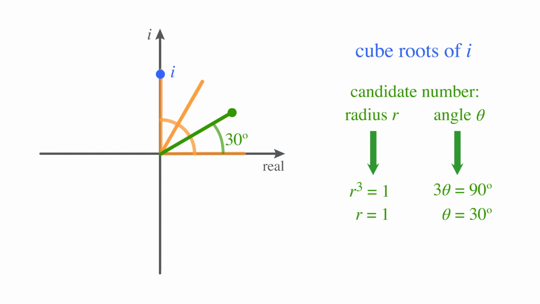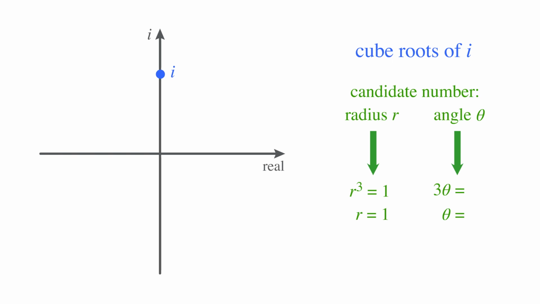So we're done, right? Not so fast. With real numbers, there is only one cube root. That's true. But with complex numbers, there are other possibilities. We saw earlier that when computing powers, the resulting angle could wind more than one revolution. What if that's the case here?